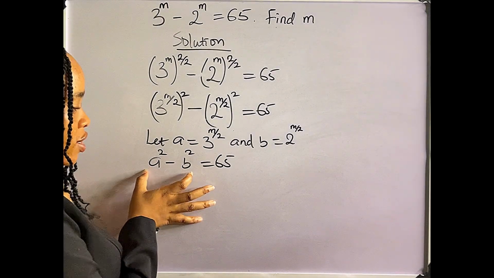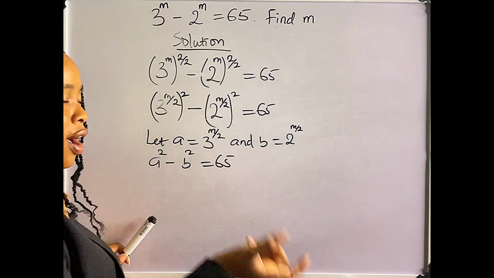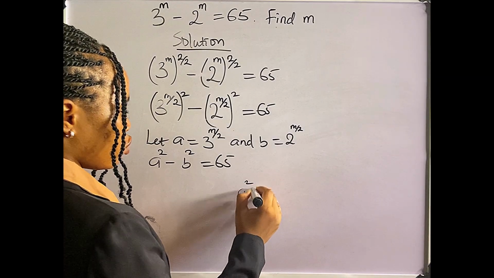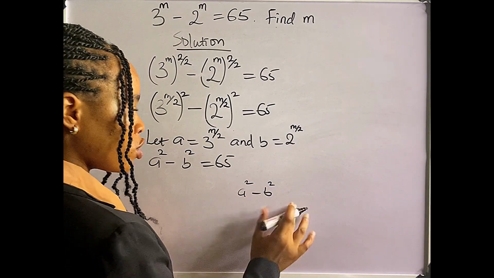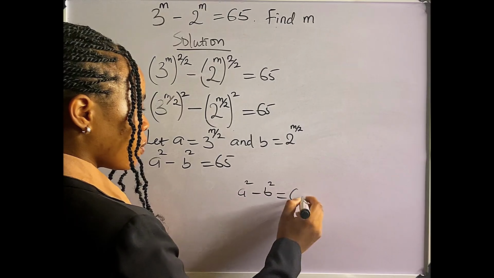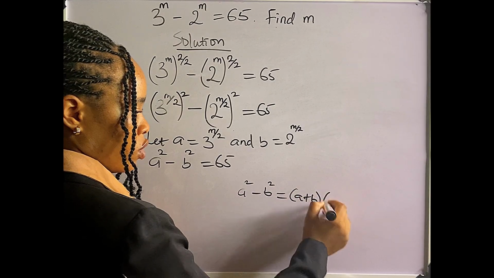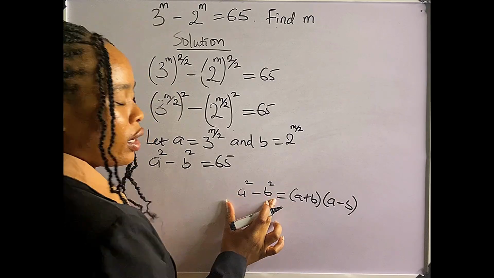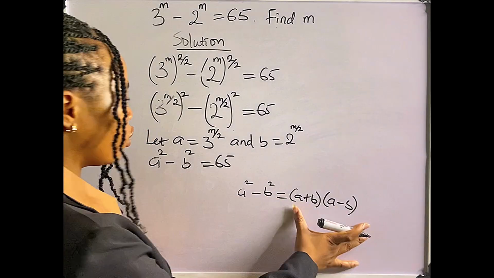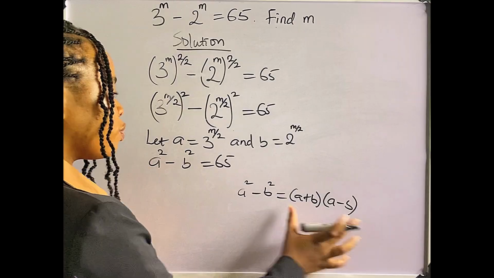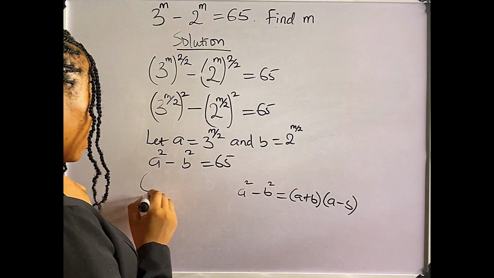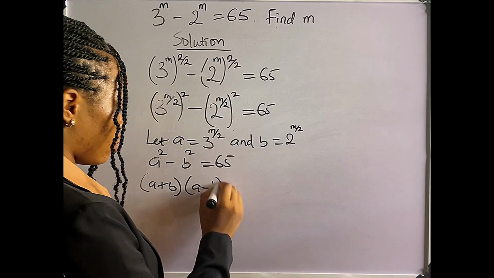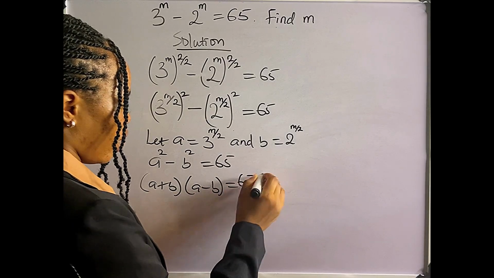Now if you look, this is giving us a difference of 2 squares. We have an algebraic identity that when you have a raised to the power of 2 minus b raised to the power of 2, a difference of 2 squares, this becomes a plus b into bracket a minus b. So whenever you have it in this form, you replace it with this. So this becomes a plus b into bracket a minus b equals 65.